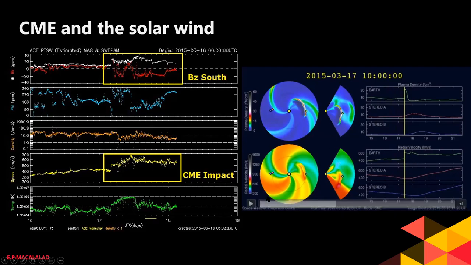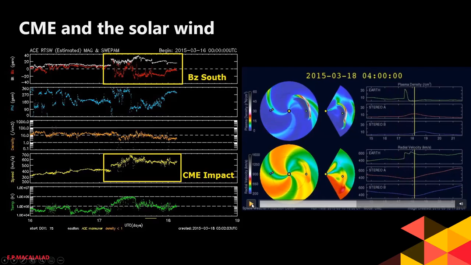Just to complete, you will notice the plasma density. This CME actually passed by a very brief period of time. The radial velocity, because it accelerates the background solar wind, is still fast.